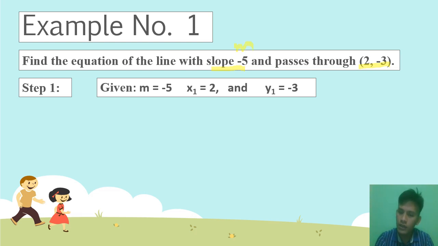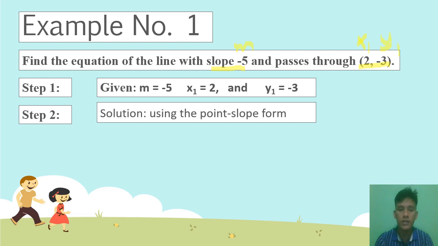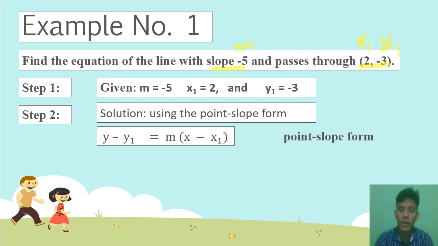So this coordinate, we can rewrite this as our x sub 1, y sub 1. That's why our x sub 1 is equal to 2 and y sub 1 is equal to negative 3. Step 2. Substitute all the given values and use the point slope form. The point slope form formula is y minus y sub 1 is equal to m quantity x minus x sub 1. Substitute the given values.